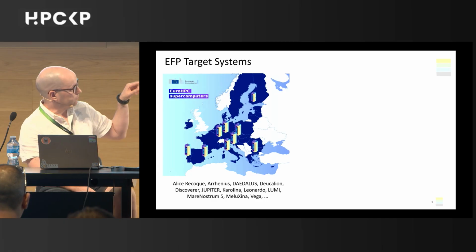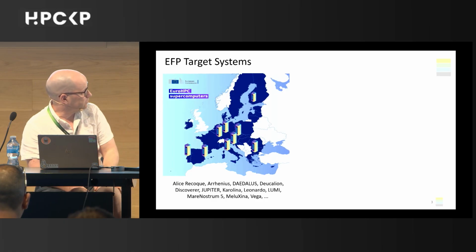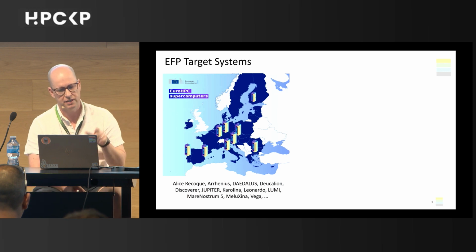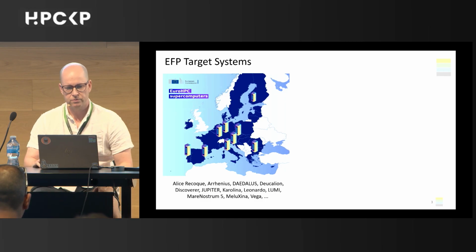There are more. The first 3 in this list: Alice Recoque is another exascale machine in France, Harmonize is in Denmark, and Daedalus is in Greece. And those are all coming online soon.